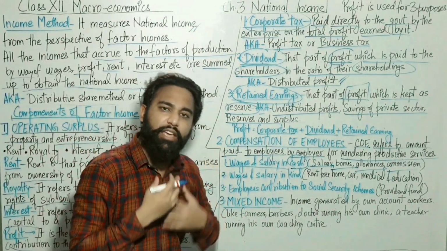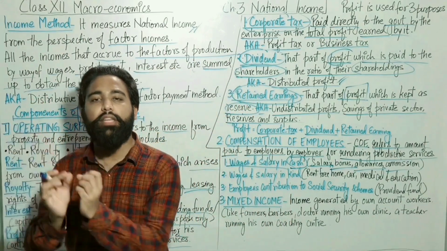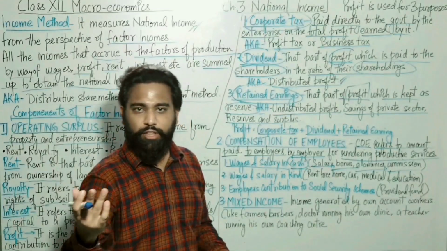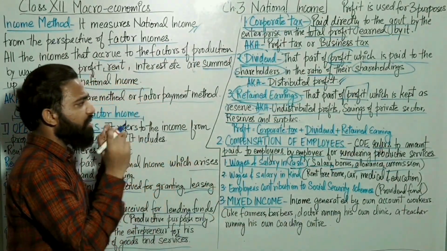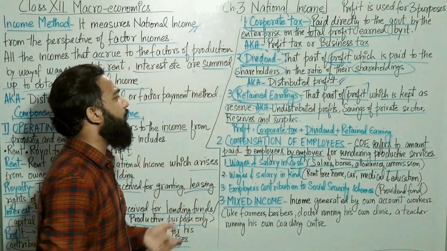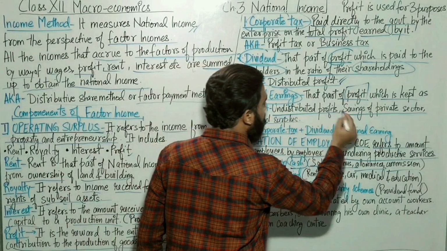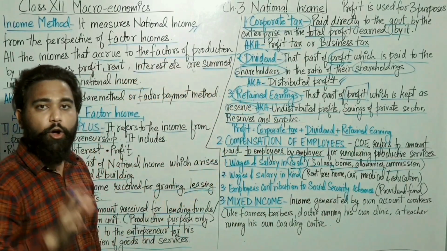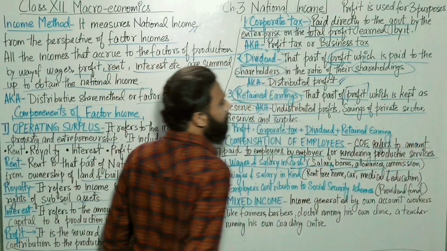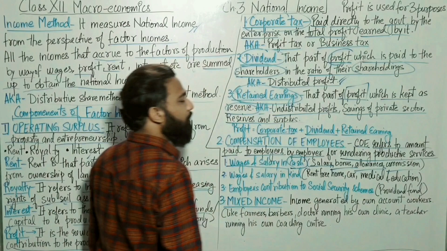Whatever amount we are saving for the better future of the business, for the expected problems which are going to come or for expansion of the business, that money from the profit is known as retained earning. It is also known as undistributed profits because these profits are not being distributed to anyone. It is also known as savings of the private sector, or reserves and surplus.